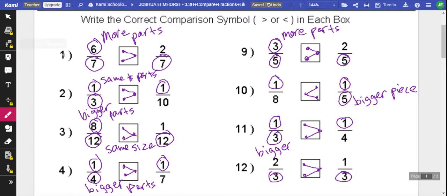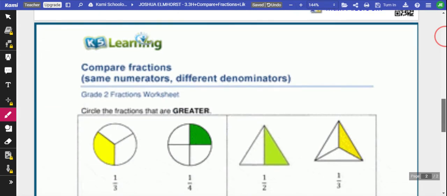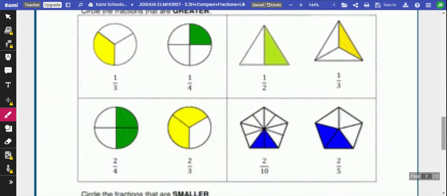Okay, and just kind of scroll down to the back side. Go through a few examples. This is supposed to be 1/3. So here's a visual of what it's supposed to look like. So 1 out of 3, there's one piece on both of these, but when it's cut up into 3, these are bigger pieces or bigger parts than 1 out of 4. So 1/3 is actually greater than 1/4.